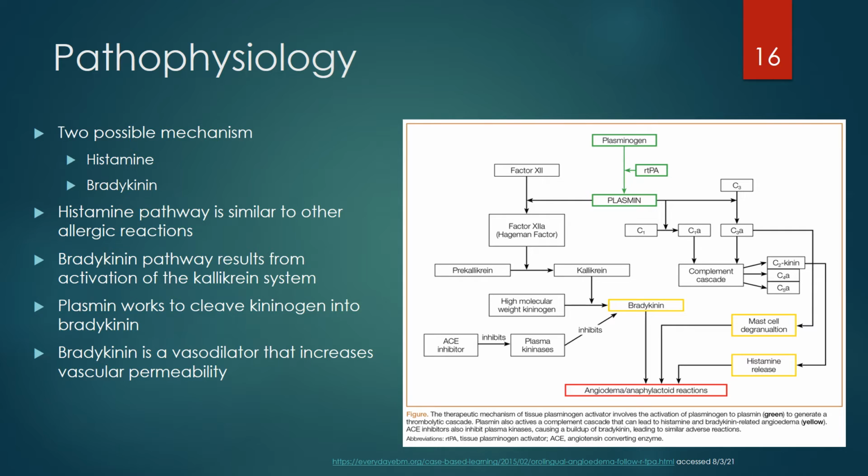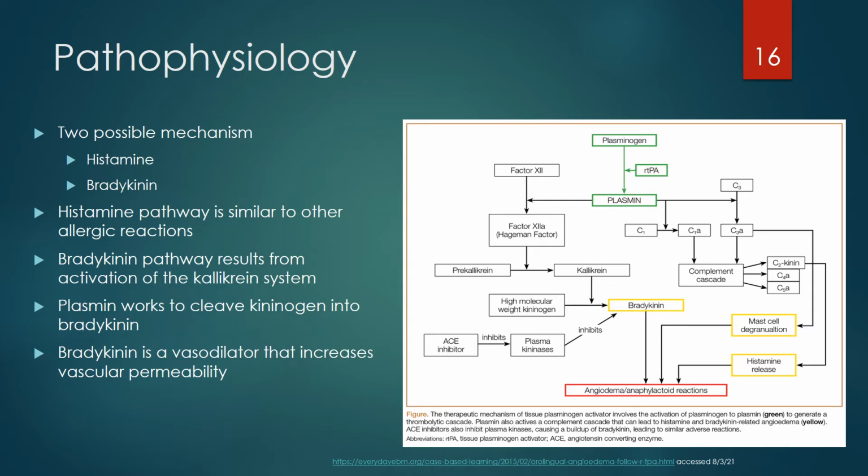So the pathophysiology, or why this occurs, 2 possible mechanisms: a histamine reaction and a bradykinin reaction. Generally speaking, the histamine reaction is through the complement cascade. You get your mast cell degranulation and your histamine release, which leads to that anaphylactic type reaction. But the other kind is the bradykinin.